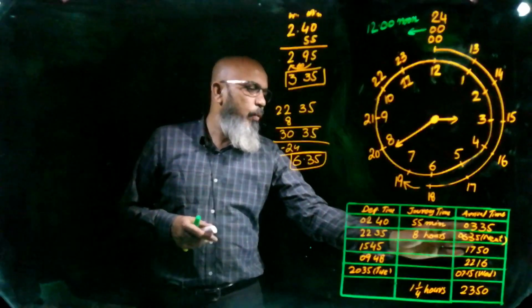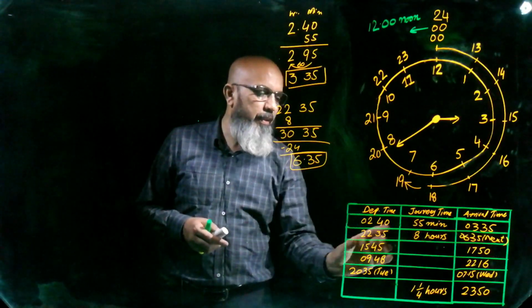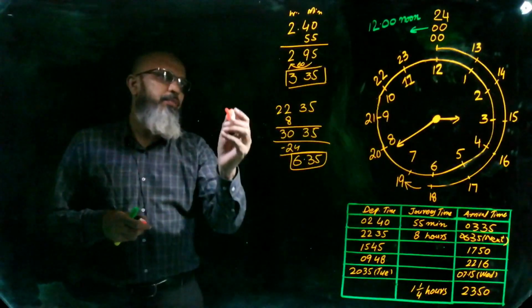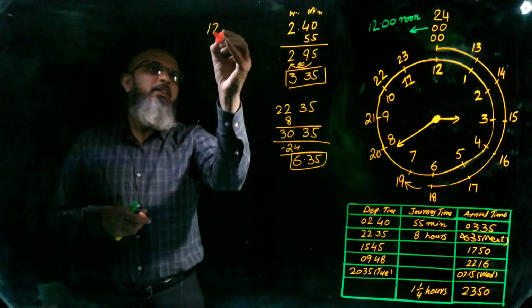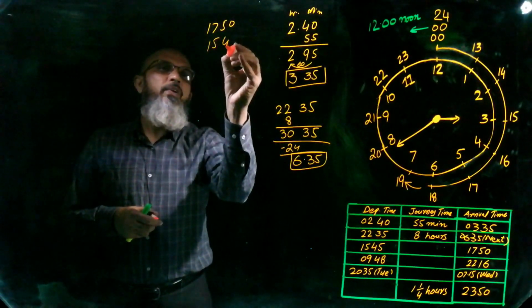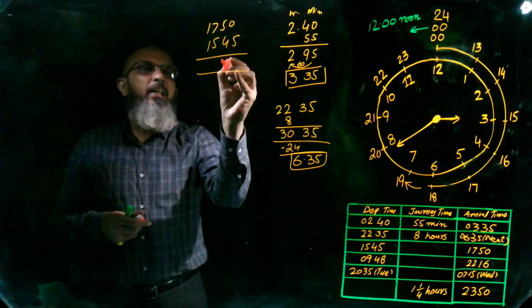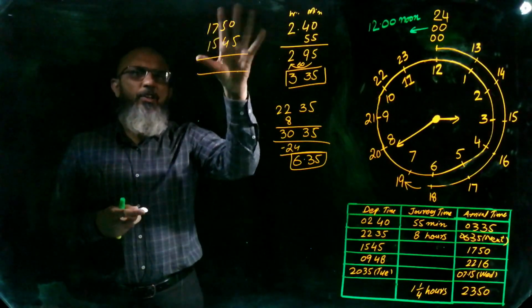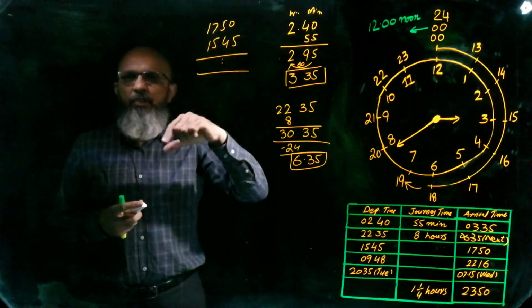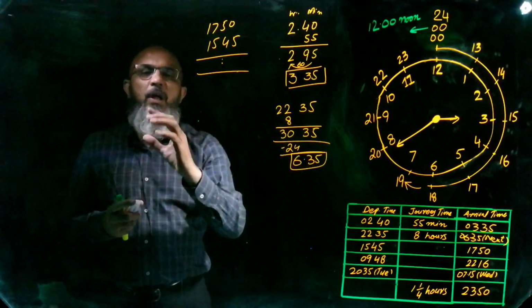So similarly here, what is your arrival time? That is 17:50, and what is your departure time? That is 15:45. So 17:50 subtract 15:45. Again, it's a little easy question because there is no borrowing of the hours and minutes. The trick is there when you have to borrow some hours or convert the minutes into hours.